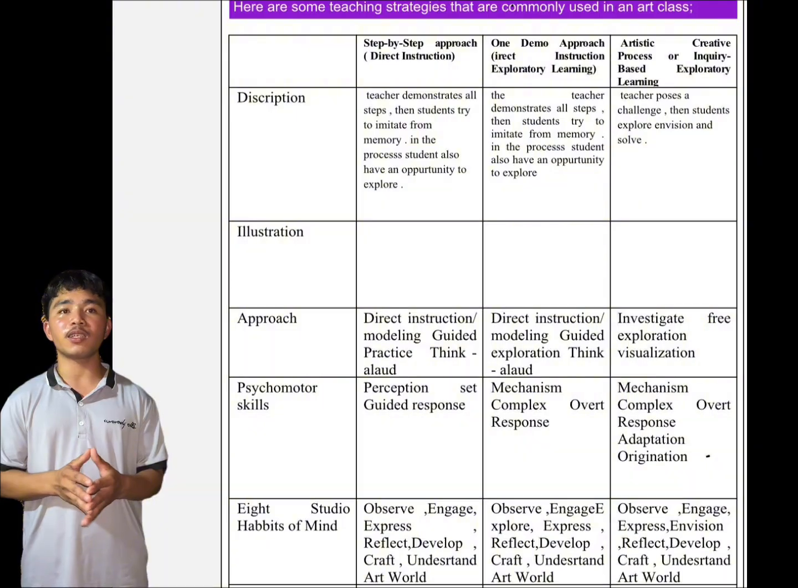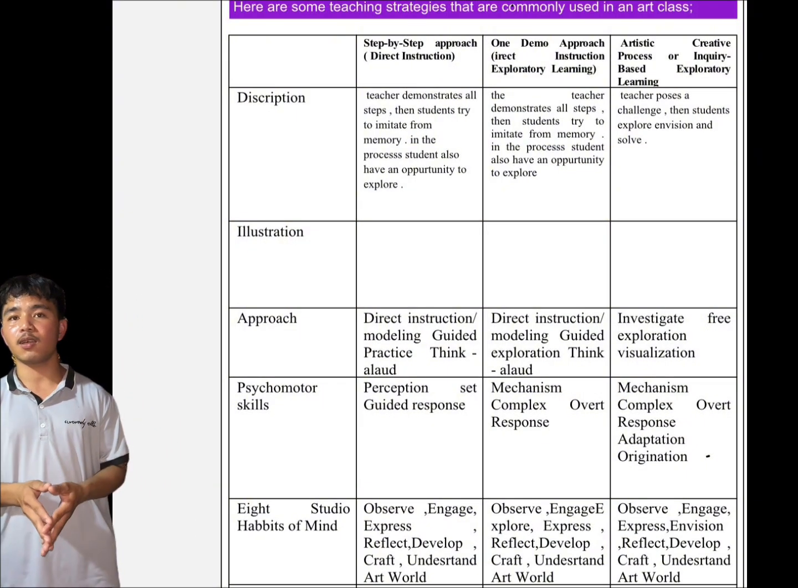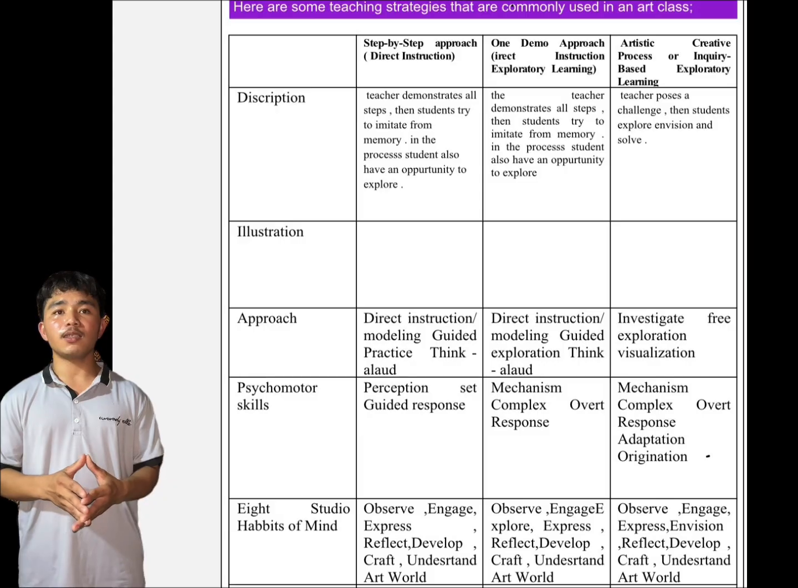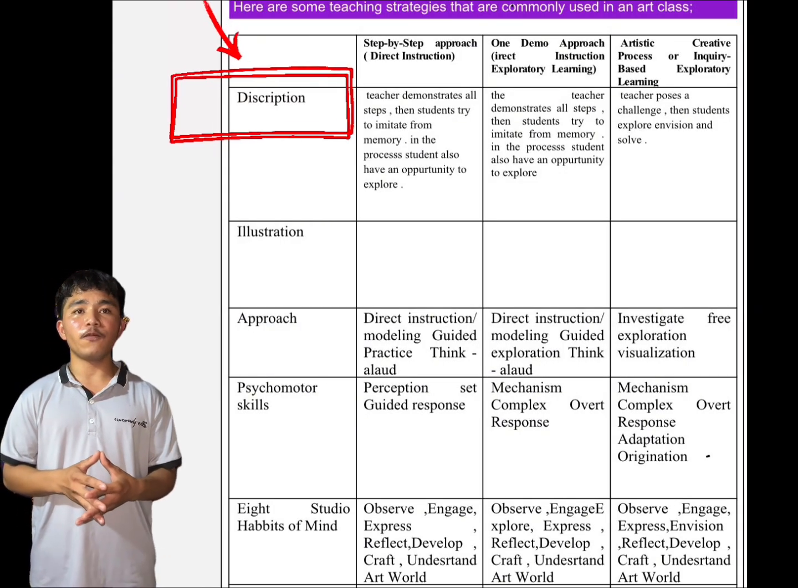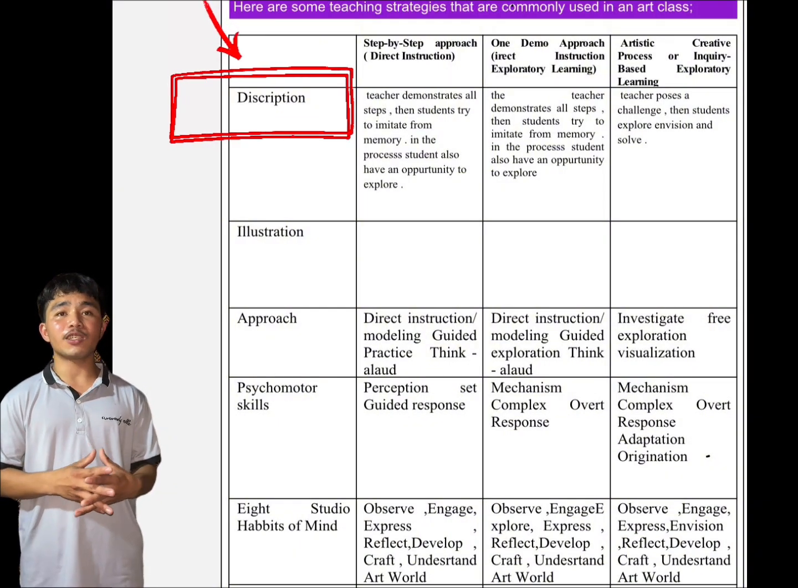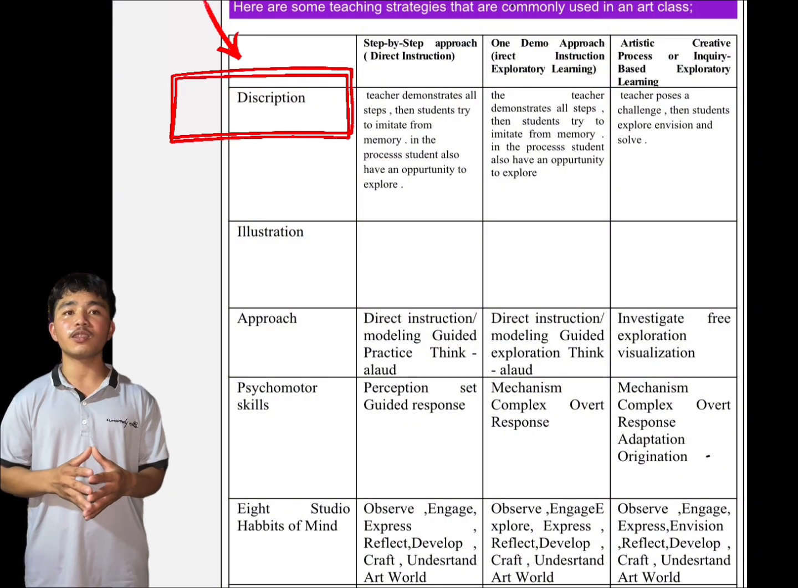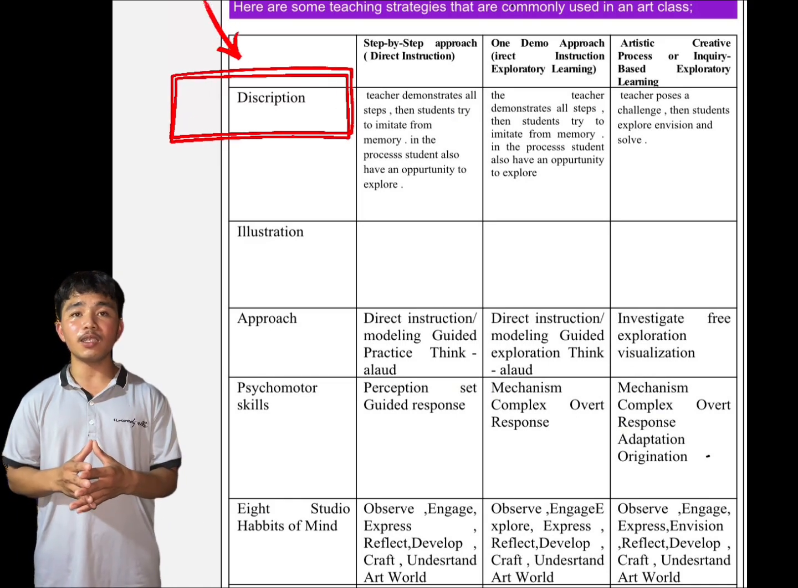And yes, the table explains how we use these strategies in our three approaches. First is, as a teacher, how we give description. Here, if we give description using the step-by-step approach or direct instruction, as we can see, the teacher demonstrates one step at a time. Then, students follow each step.